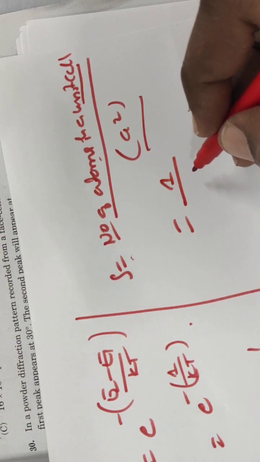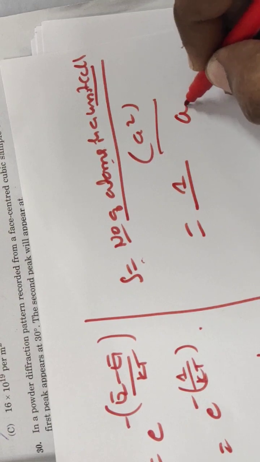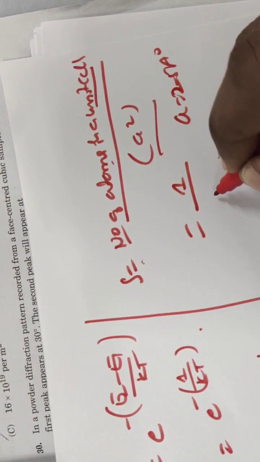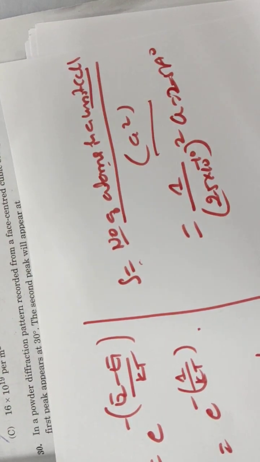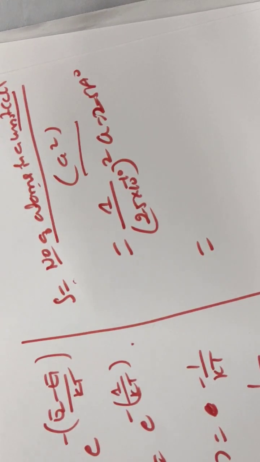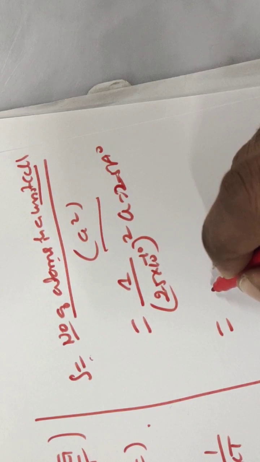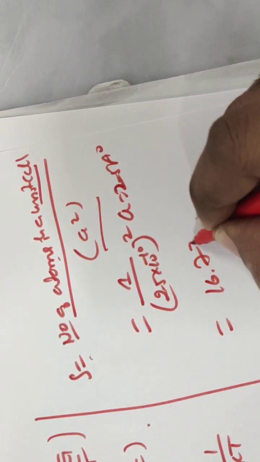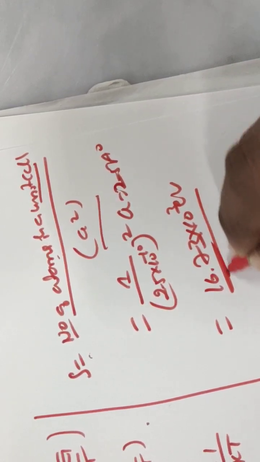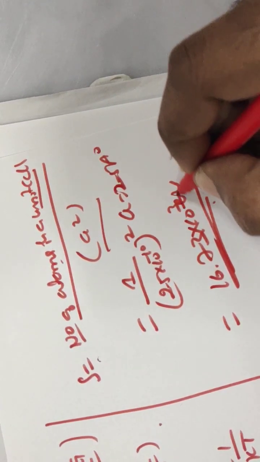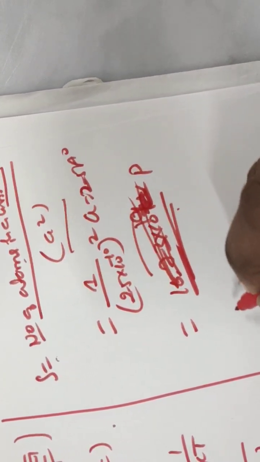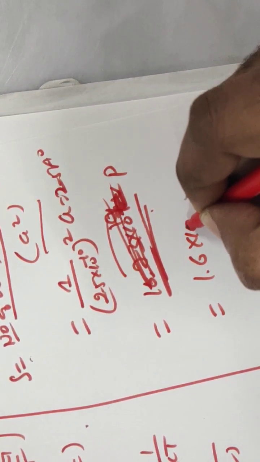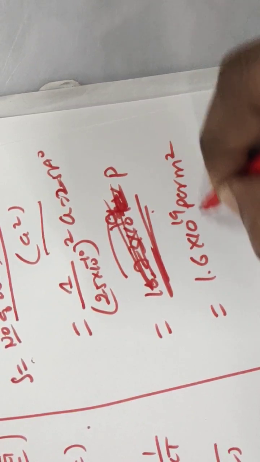They are given the value of A, that A is equal to 2.5 Armstrong. If you substitute 2.5 into 10 to the power of minus 10 whole square, you will get 1.6 into 10 to the power of 19 per meter square. So option A is correct.